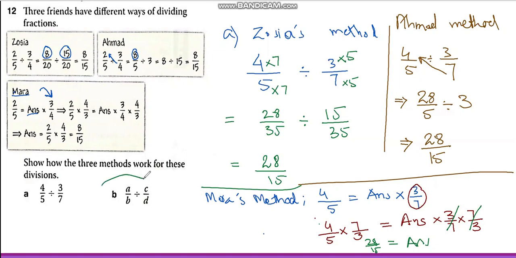Similarly, we can apply the same techniques on part B. That I am leaving for you. You can easily do it by yourself.